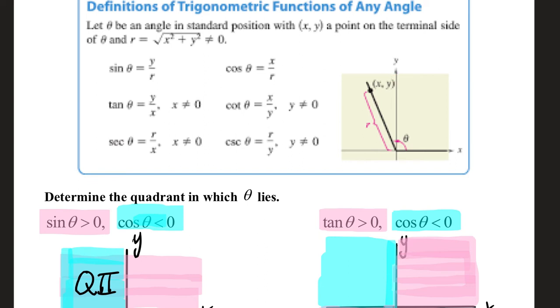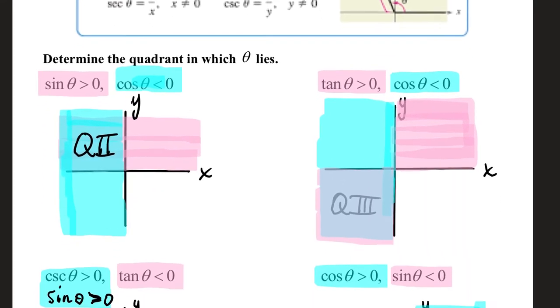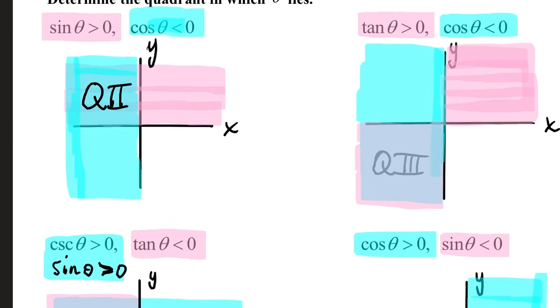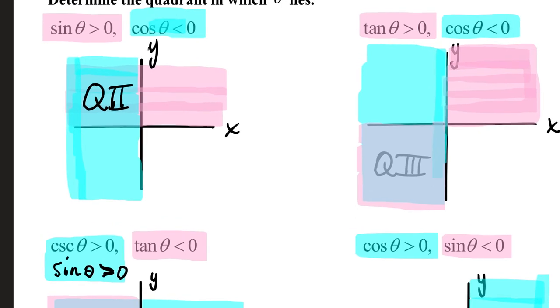So let's look at cases where we're given some clues and we're asked to determine a specific quadrant. Okay, so the upper left problem, we're given that sine theta is positive and cosine theta is negative. Sine is the Y coordinate divided by the distance, so it's all based on the sign of the Y coordinate. Y coordinates are positive in the upper two.